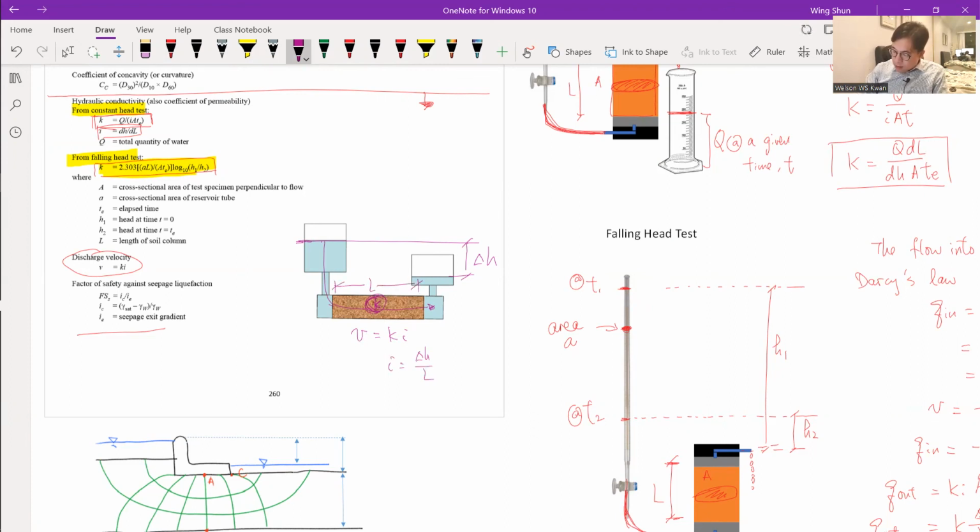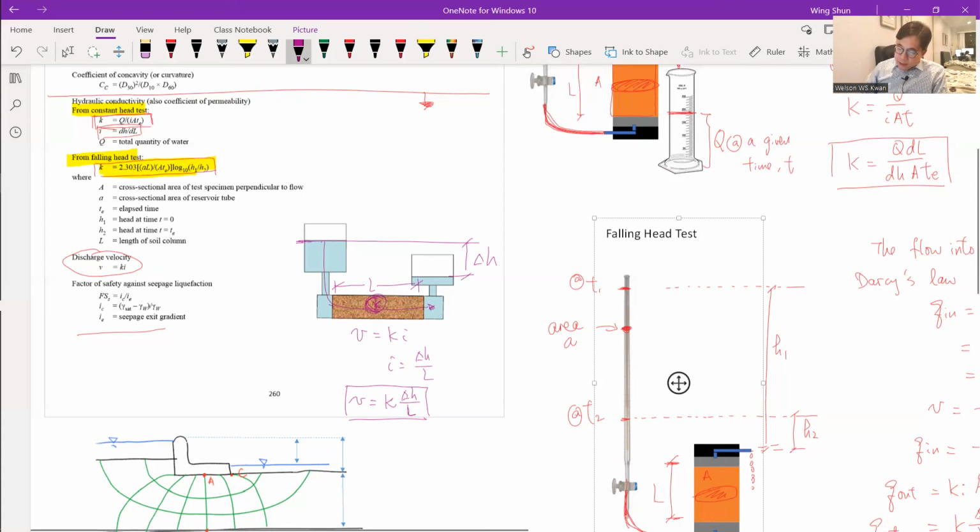And the velocity is proportional to the hydraulic conductivity of the soils and proportional to the head, but inversely proportional to the length of the soil column or soil specimen. So that's just the discharge velocity, and pretty much you can visualize the concept of the discharge velocity from this simple laboratory setup.